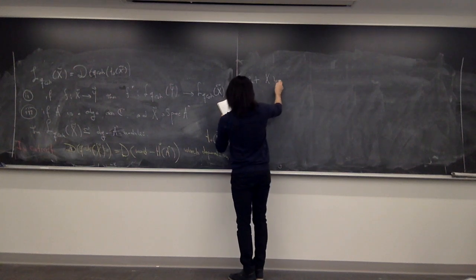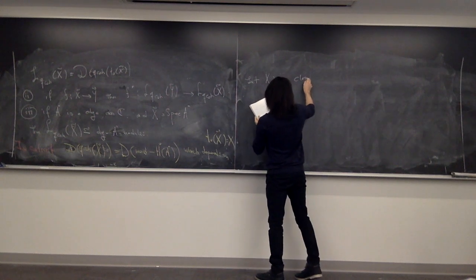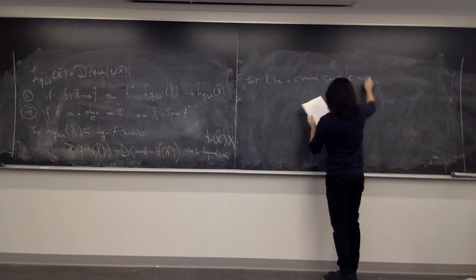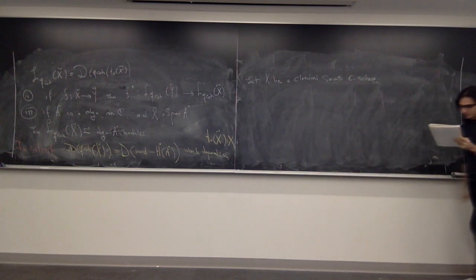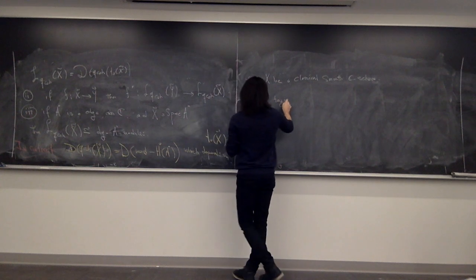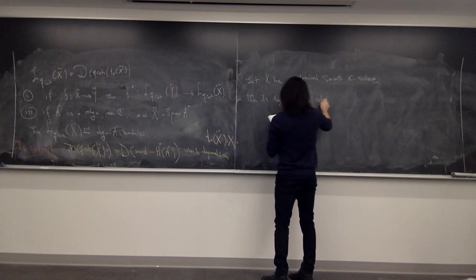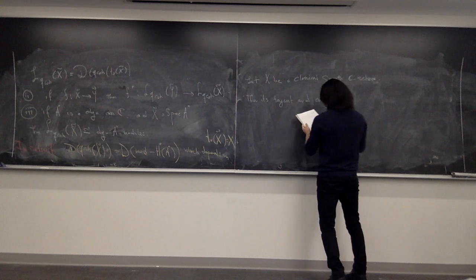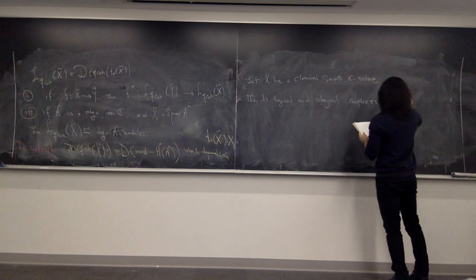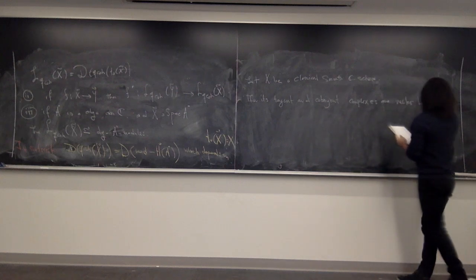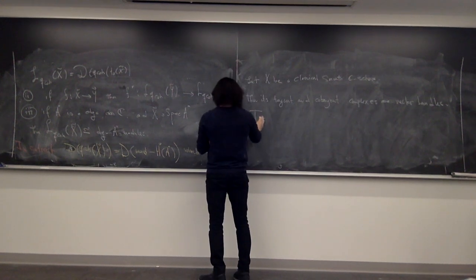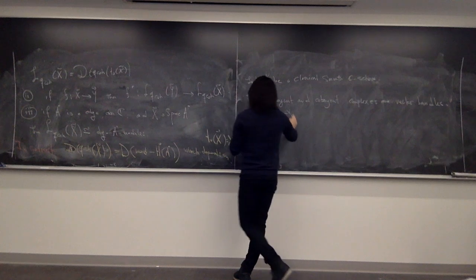Let X be a classical smooth C scheme. Then its tangent and cotangent complexes are vector bundles, right? If it is a classical smooth scheme, which we call T of X and T dual of X.